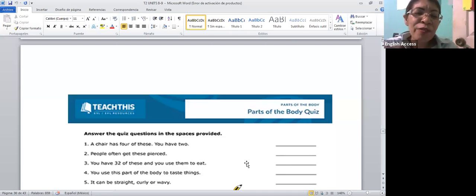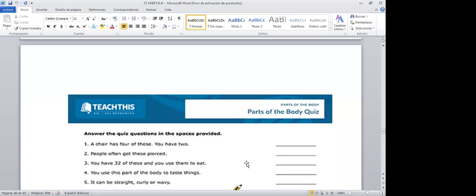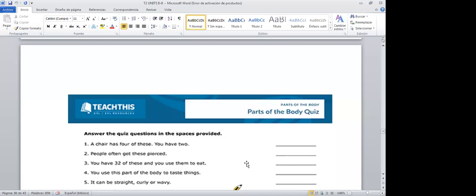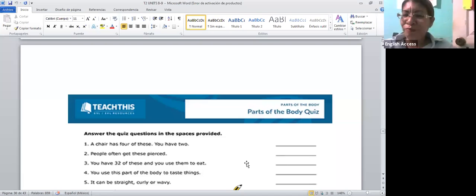3. You have 32 of these and you use them to eat. Tooth? Teeth? Teeth, correct, your teeth. Number 4, you use this part of the body to taste things. Fingers? Fingers? Yes. To taste.